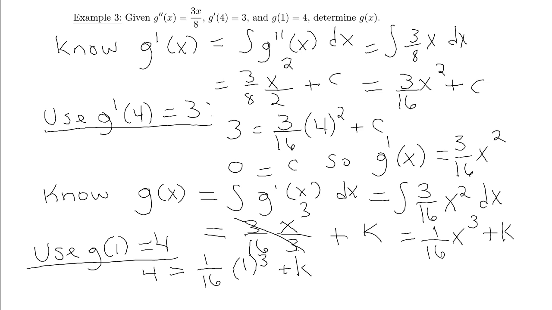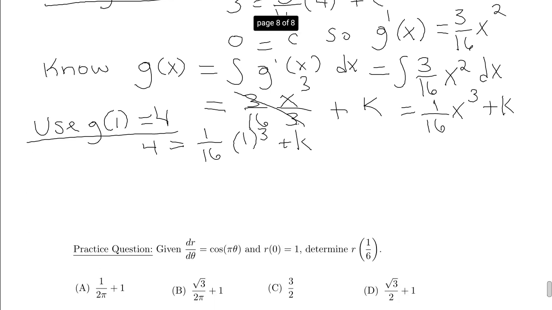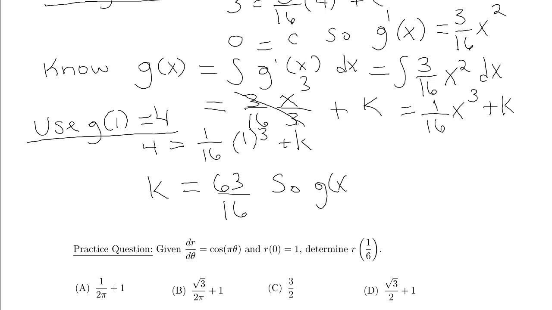And so I end up getting that k is equal to 63 over 16. So my final answer for what g of x is, is 1 over 16 x cubed plus my k value, which we found to be 63 over 16.